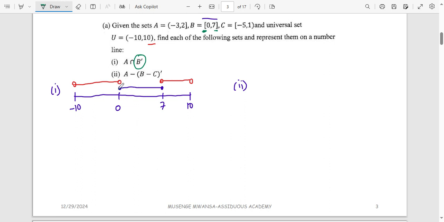So you can see this is shaded here. So on the complement, I'll not shade at 0. This is shaded here. On the complement, I'll not shade at 7. And then now complement means what is outside. So start going to the opposite directions.